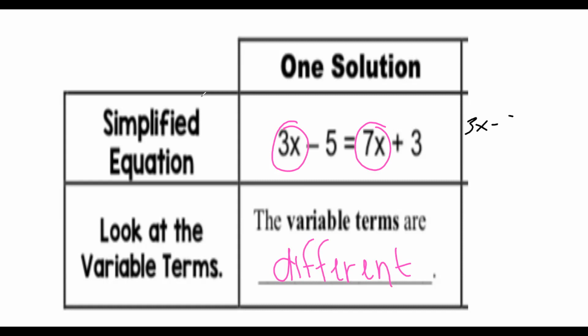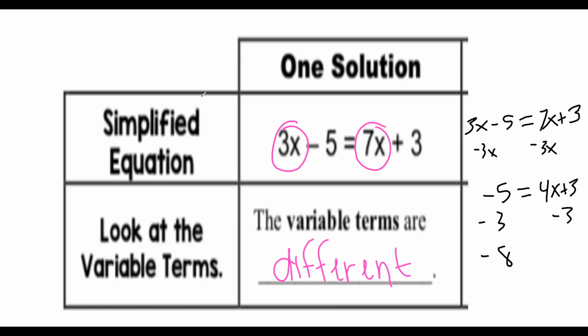So 3x minus 5 equals 7x plus 3. Subtract 3x from both sides. We have negative 5 equals 4x plus 3. Subtract 3 from both sides. Negative 8 equals 4x. Divide by 4 from both sides. Negative 2 equals x. And would you look at that? One solution. So the variable terms are different.